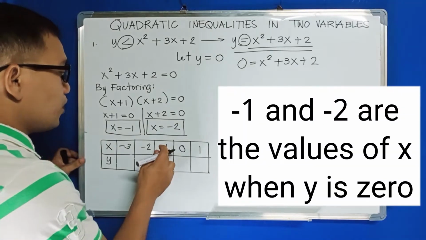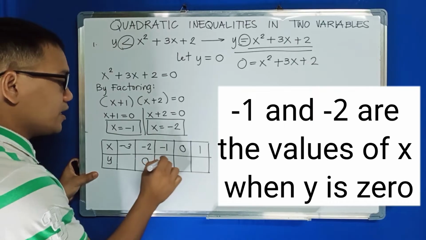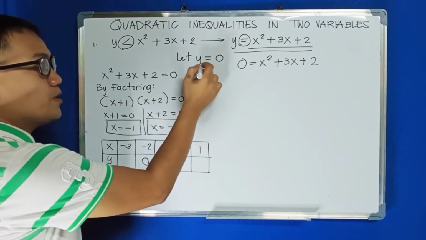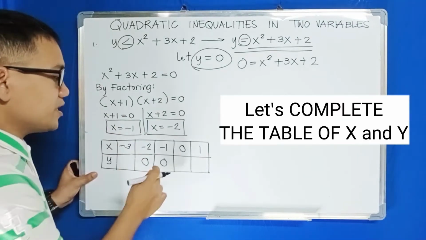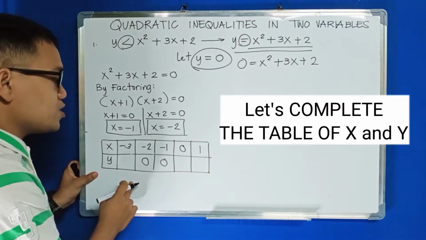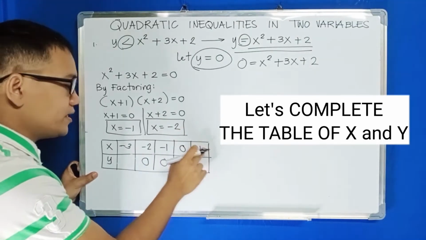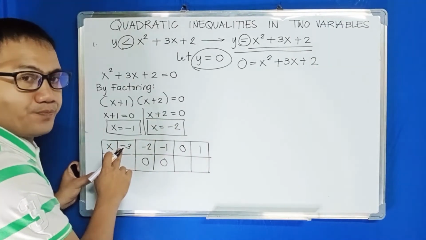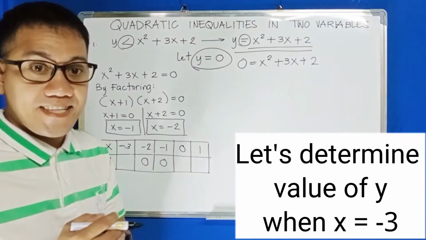So negative 1 and negative 2 are the values of our x when y is 0, because earlier, we let y equal to 0. Then we will complete the table as we get the value of our y when x is 0, when x is 1, and when x is negative 3. So first, we will determine the value of our y when x is negative 3.